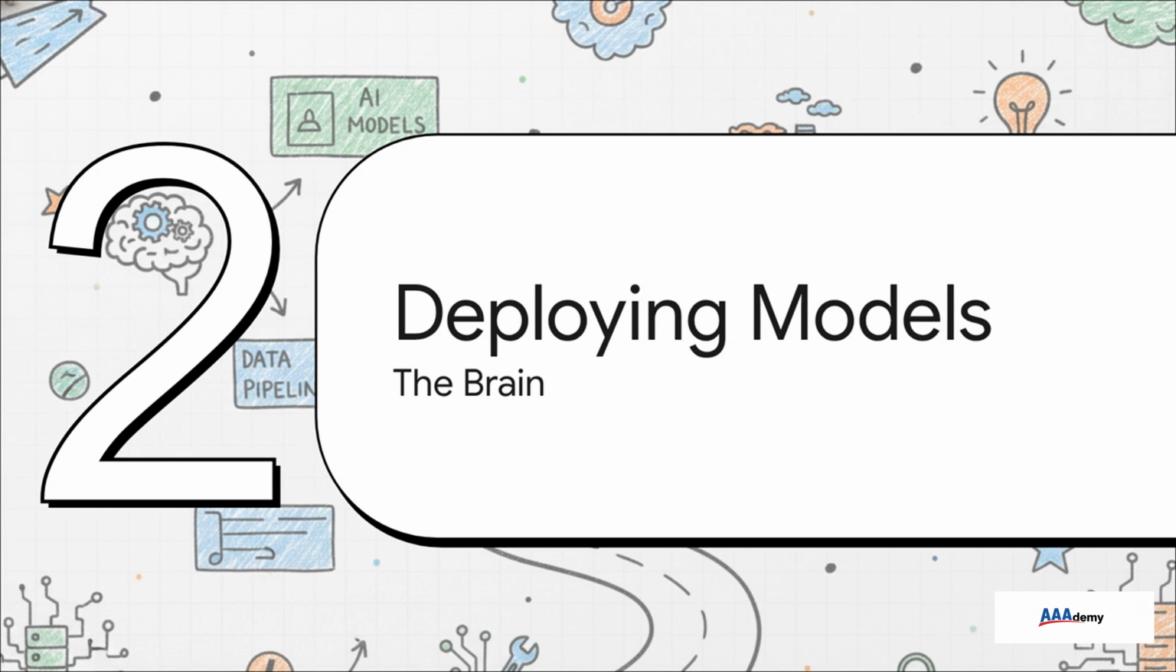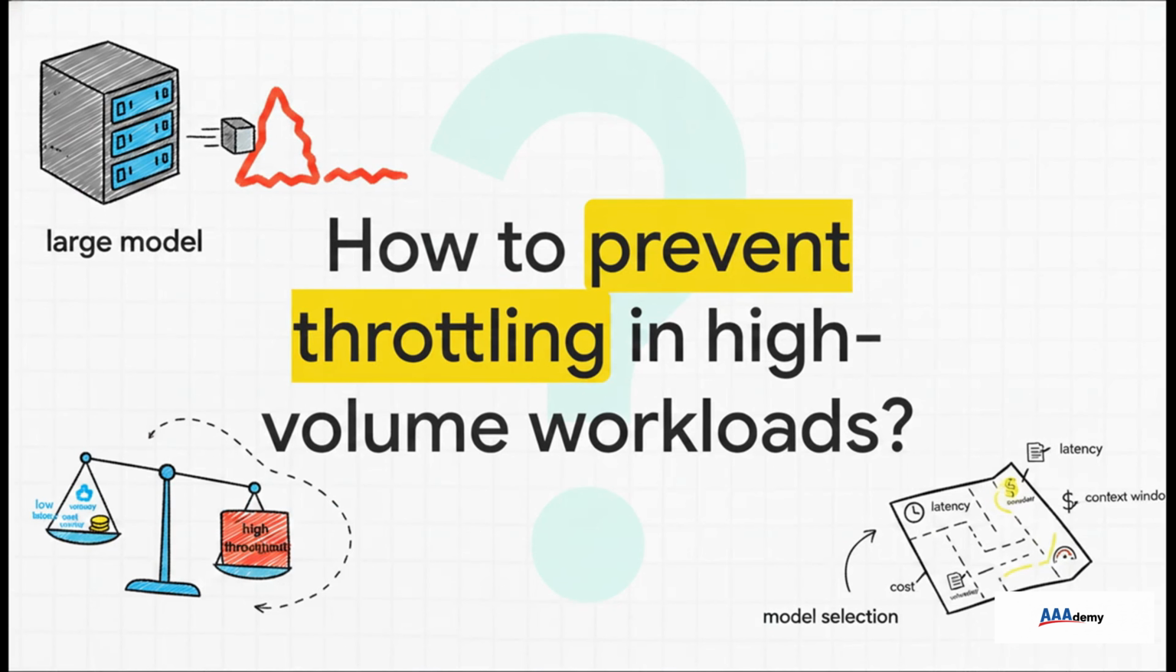Moving right along to Section 2, Deploying Foundation Models, the brain. As we move up the stack, deploying foundation models really isn't just about picking the absolutely smartest AI. A huge pitfall engineers run into is just defaulting to the largest available model without any capacity planning whatsoever. Do that, and your production workload will hit a brick wall the second peak usage hits. Model selection has to be a careful business decision, balancing your latency requirements, context window, cost, and of course, throughput.